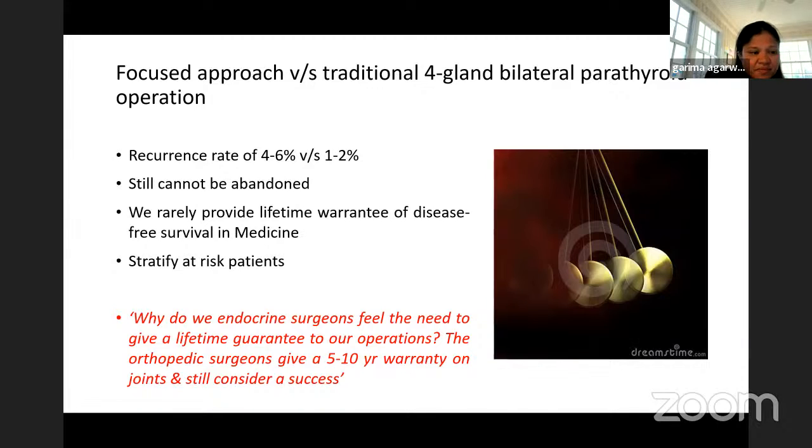So, instead of debating the superiority of the operation, we should actually identify the at-risk patients for long-term recurrence. I don't think that a 10-year warranty with a bilateral operation is needed or required in an 80-year-old patient. The ideal operation is actually the one that can render the patient normocalcemic and asymptomatic with minimal morbidity.